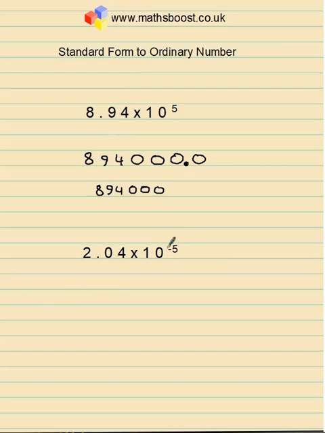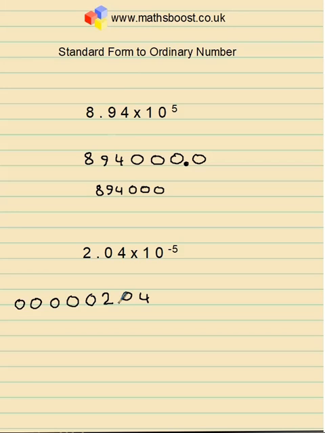This is a small number. I can see straight away it's a small number because that's a minus. I can put the 204 in. But my decimal point, because it's a small number, my place value is we're going the other way. So I'll give myself a few zeros in this direction so I can keep track of what's happening.